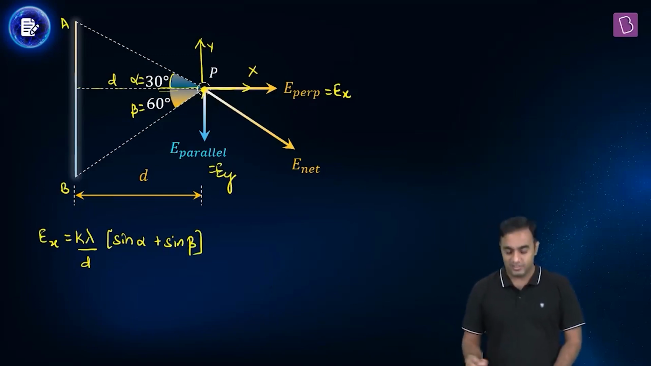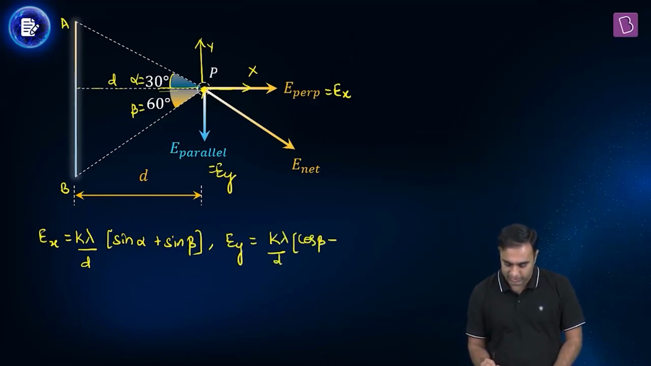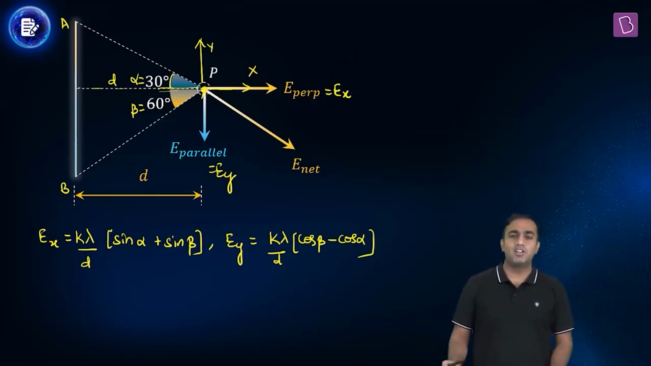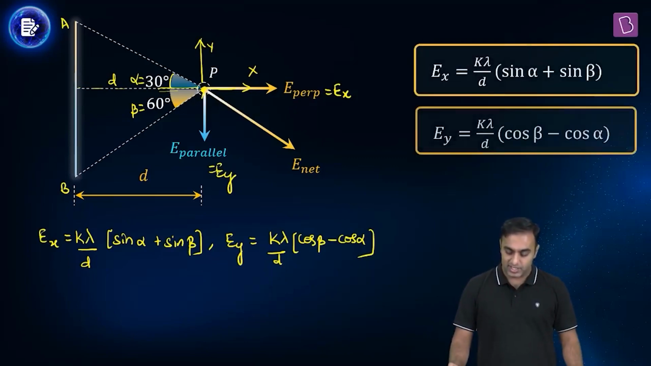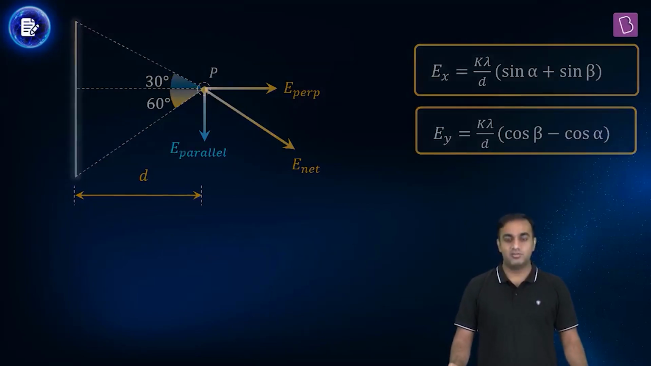What about y component? It turns out to be Ey equals k lambda by D into cos beta minus cos alpha. This is straight from the discussion in the theory class. I hope you remember them. So we have got now the Ex and Ey component. In order to find the actual value of the electric field intensity at that particular position P, all we need to do is substitute the values of alpha and beta here and evaluate.